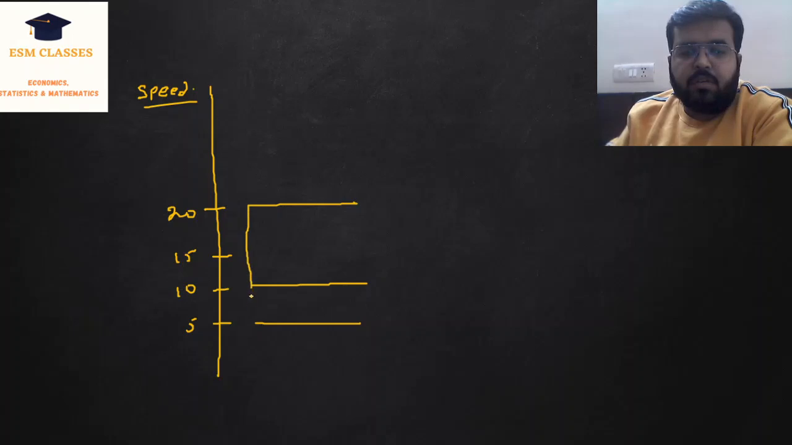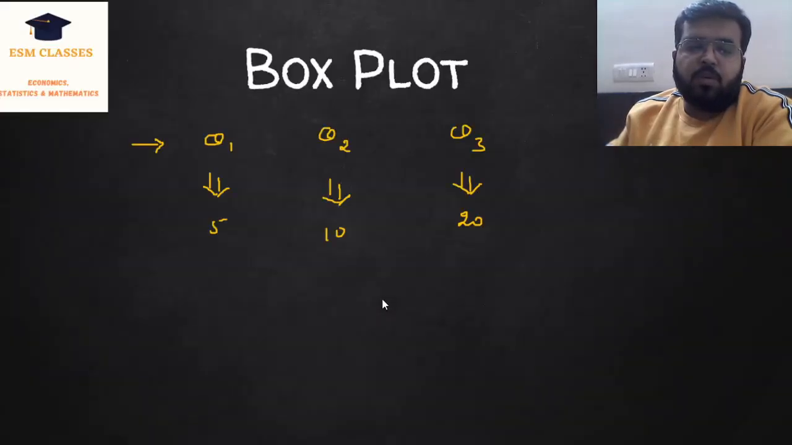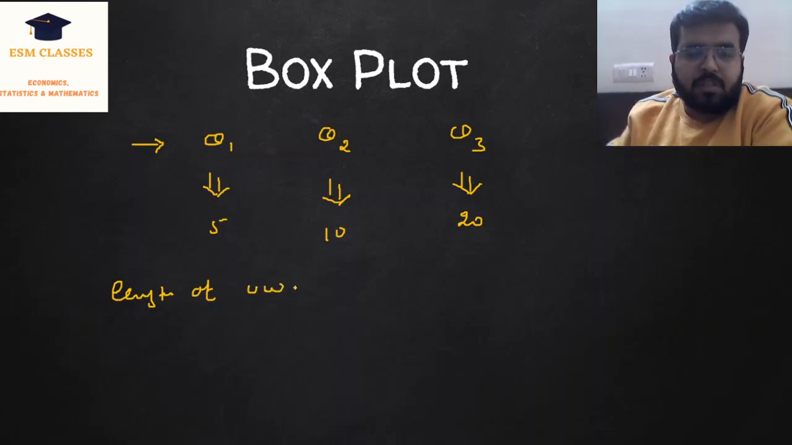So I need to draw a box. So this is what we have drawn. Now, in a box plot, we need to draw whiskers, right? The upper and the lower whisker. Now, how to find the length of the upper whisker?